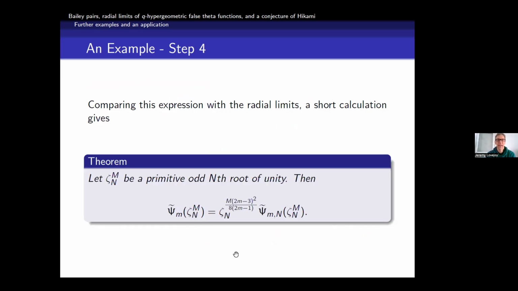So let zeta_n^m be a primitive odd nth root of unity. Then this radial limit on the left-hand side, c_m at zeta_n^m, is up to a root of unity equal to the truncated version of the series evaluated at that odd root of unity. Okay, so somehow this is saying these radial limits are just obtained by truncating the series and evaluating. And like I said last time, probably we see no reason why this should be true, but it is true.